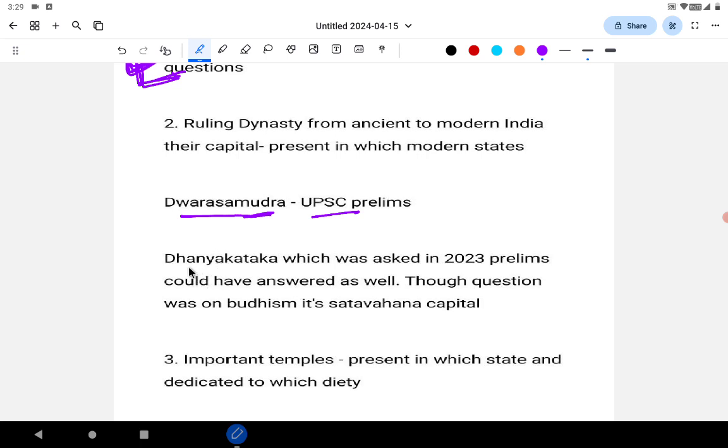They asked about, say, Dhanyakataka. It was mainly a question related to Mahasamghika Buddhism. But even if you just know it was a Shatavahana capital, which is there in present day Andhra, you could have solved this. First is the timeline, the second is all major important ruling dynasties and their capital, and in which of the modern states they are present today. Very important.